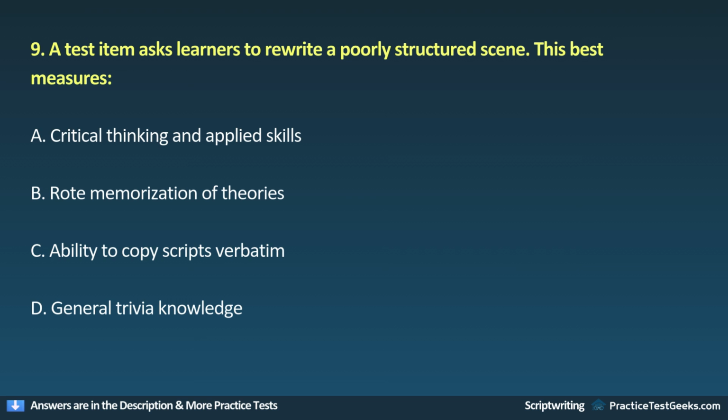9. A test item asks learners to rewrite a poorly structured scene. This best measures A. Critical thinking and applied skills. B. Rote memorization of theories. C. Ability to copy scripts verbatim. D. General trivia knowledge.